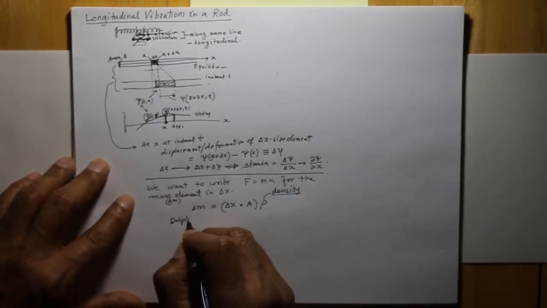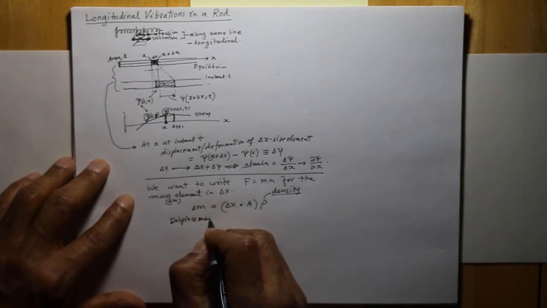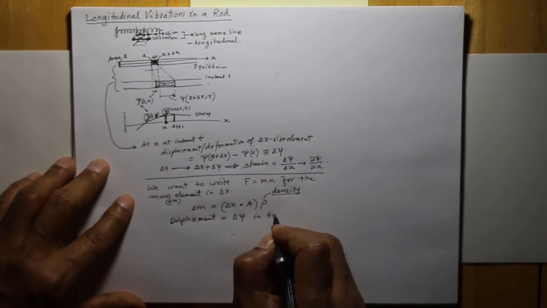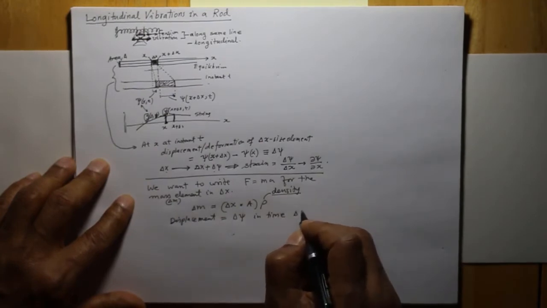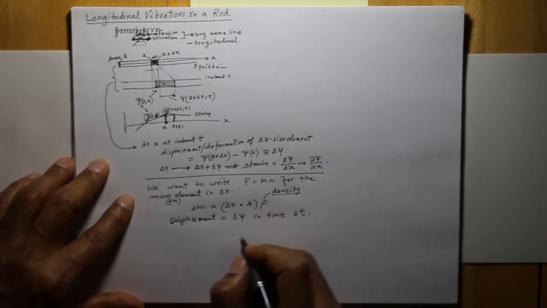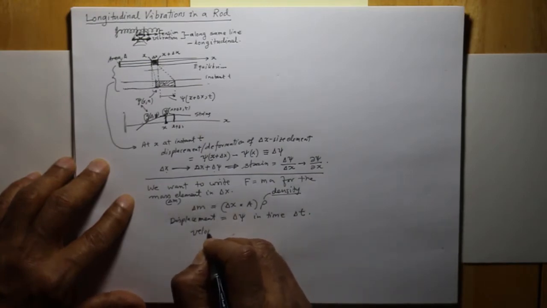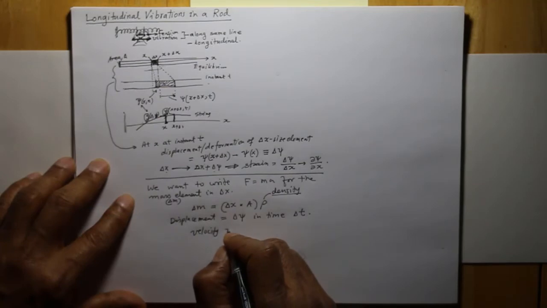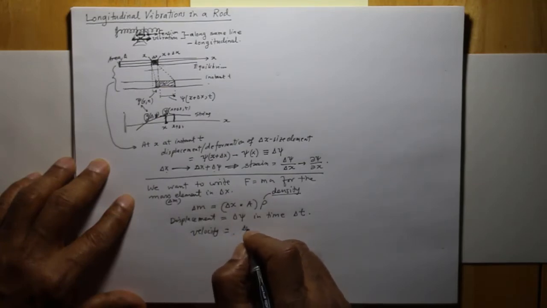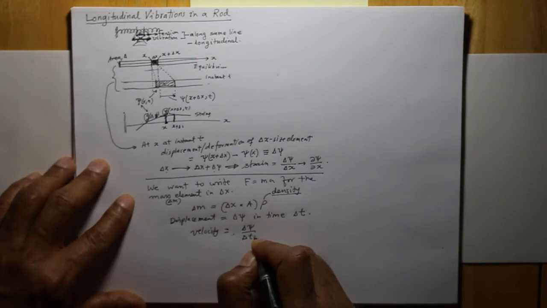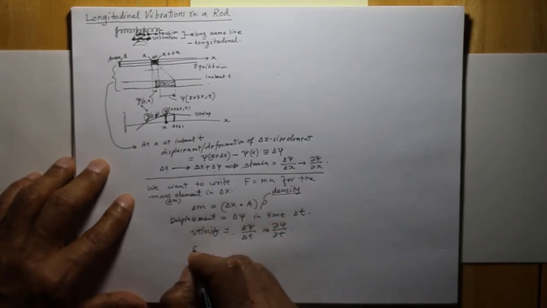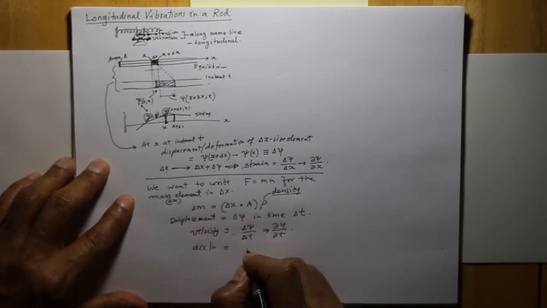Displacement equals delta psi in time delta t. So the velocity will be delta psi over delta t, and that's d psi dt, and acceleration will be d squared psi dt squared.